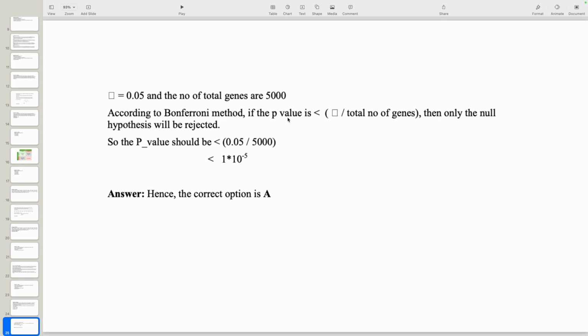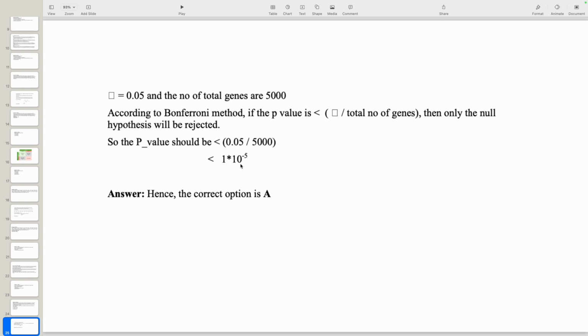So in the first question we have seen that the new p value is alpha by n. So here we are given the alpha which is 0.05 and divided by n which is our total number of genes, here in this case which is 5,000. So the null hypothesis will be rejected. So this is our new p value. When we compute this, we will be getting 1 into 10 raised to power minus 5, which is our new p value according to Bonferroni method.